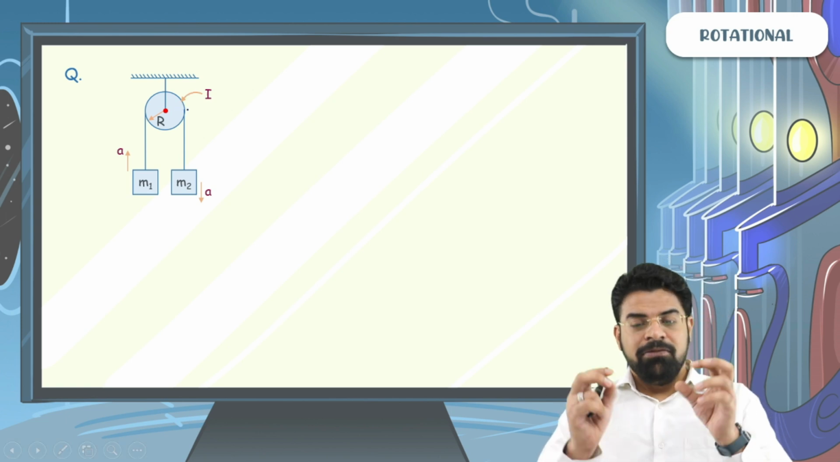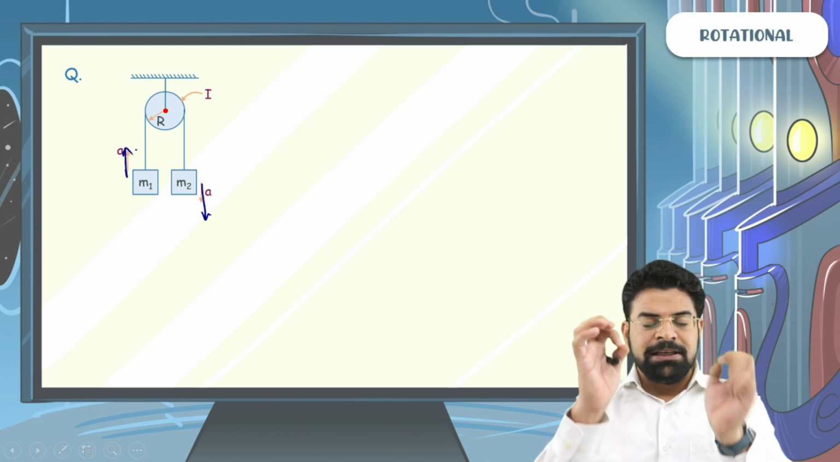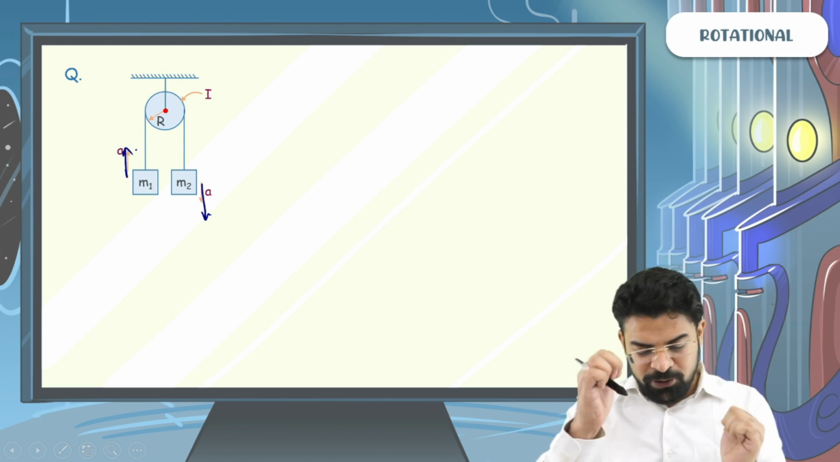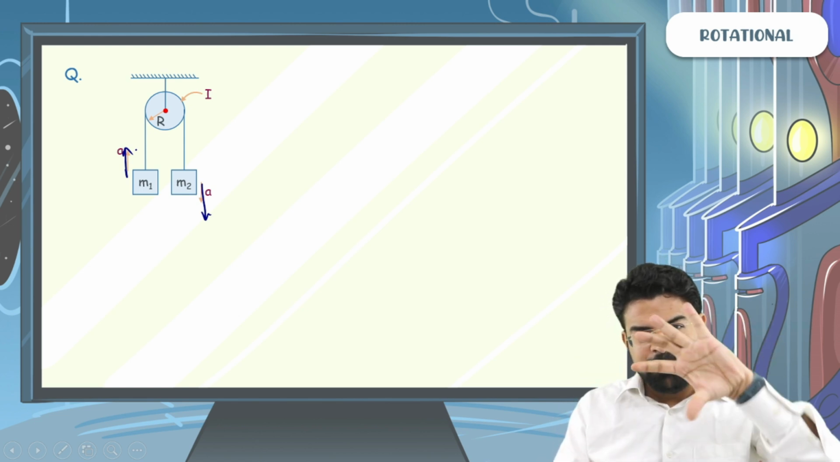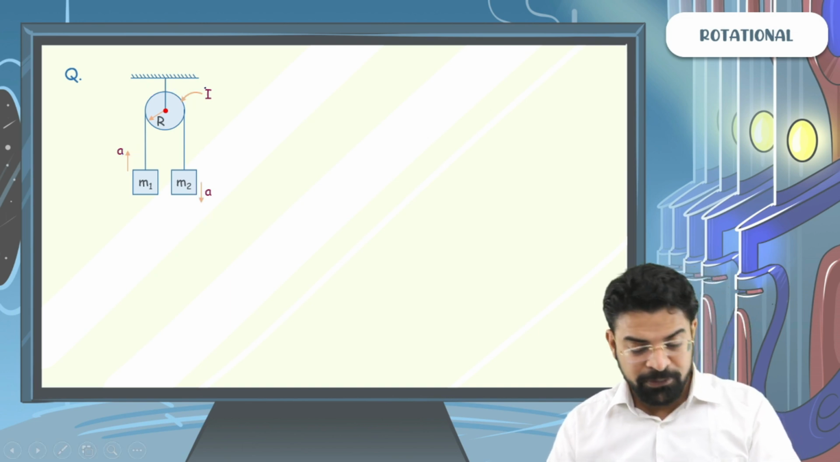So here, when m2 comes down, m1 goes up. If you visualize this system, then how must the pulley be rotating? You will say, sir, if m2 goes down and m1 goes up, the pulley must be rotating clockwise. So this pulley has to be rotating clockwise.